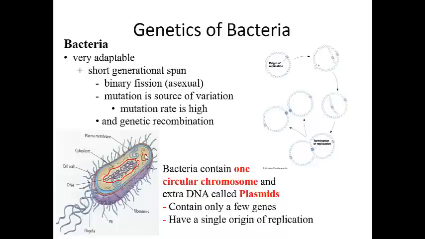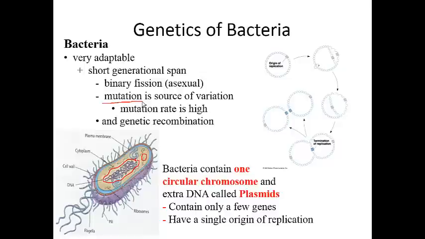Bacteria reproduce very quickly. They have a short generational span. They reproduce through binary fission. Binary fission, we know, is a form of asexual reproduction. Since they reproduce asexually, they need a way to create genetic variation. Genetic variation is crucial for the process of natural selection, the method by which evolution takes place. Bacteria have an extremely high rate of mutation, which is going to lead to lots and lots of genetic variation taking place.